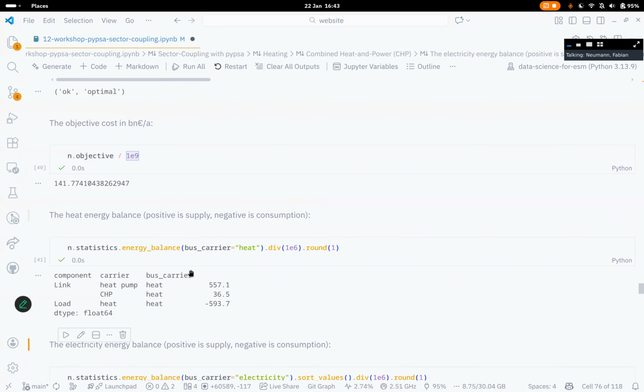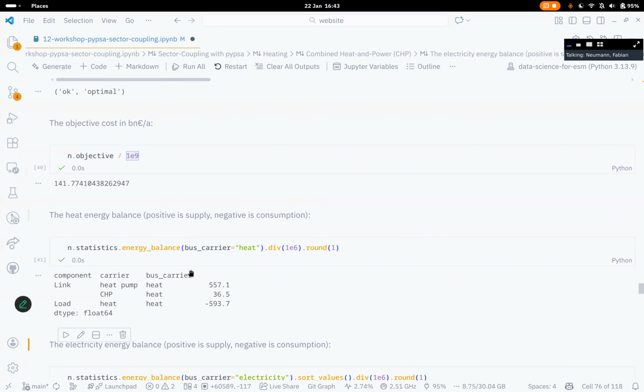And you can look at the same from the perspective of the electricity side, where you would then see how much electricity is consumed for electrolysis, how much for the heat pumps, and how it is supplied. And of course, we can also look at the energy balance plot time series for the heat bus.